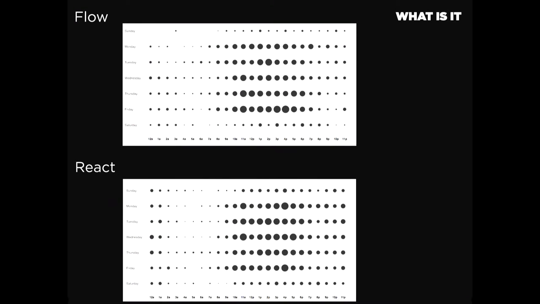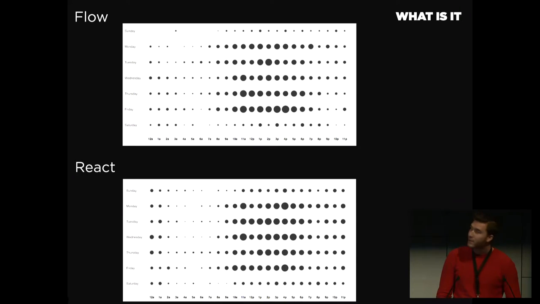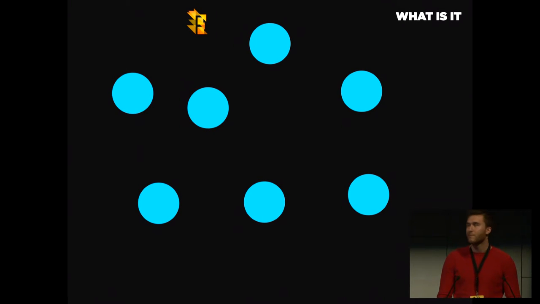And to compare Flow and React again, for no good reason, let's look at the punch cards of the projects. We can see that Flow contributors really hate contributing on Sunday mornings, and they ship the hardest on Fridays. But all nonsense aside, what is this? What does it do? How does it work?